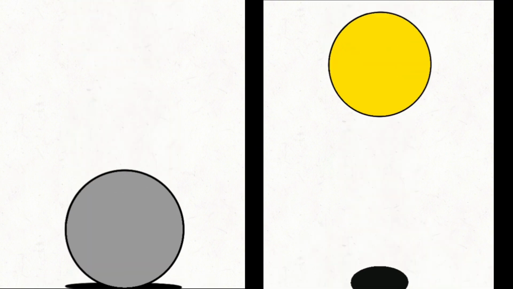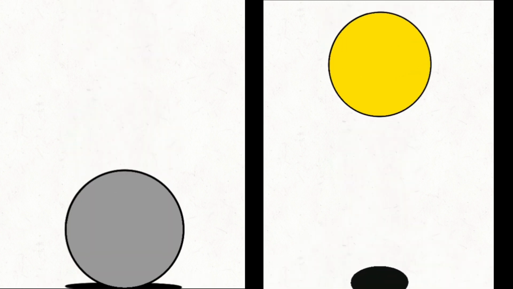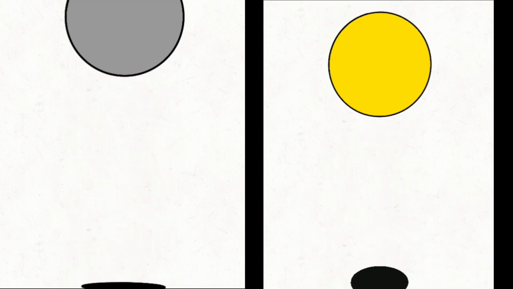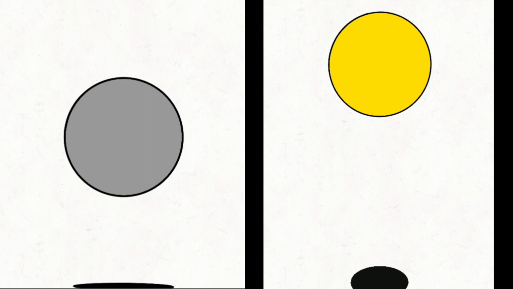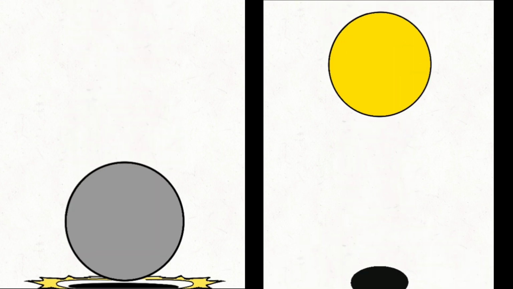For example, looking at these two objects, there are two balls. We can see that the one on the left-hand side is a metal ball and the one on the right-hand side is sort of like a rubber ball. So how do we know that the ash ball is a metal ball? We know because of its behavior.